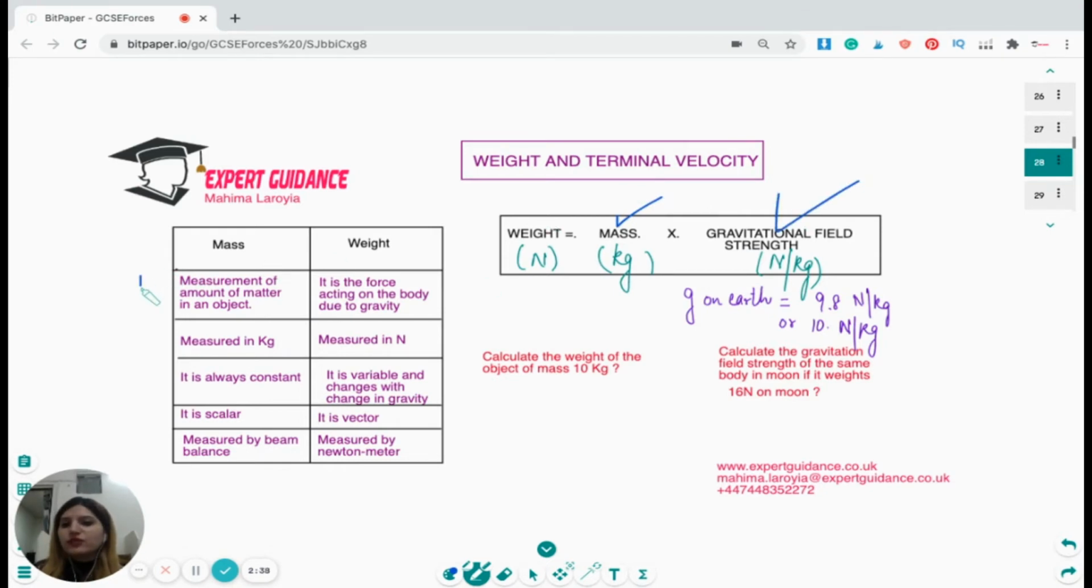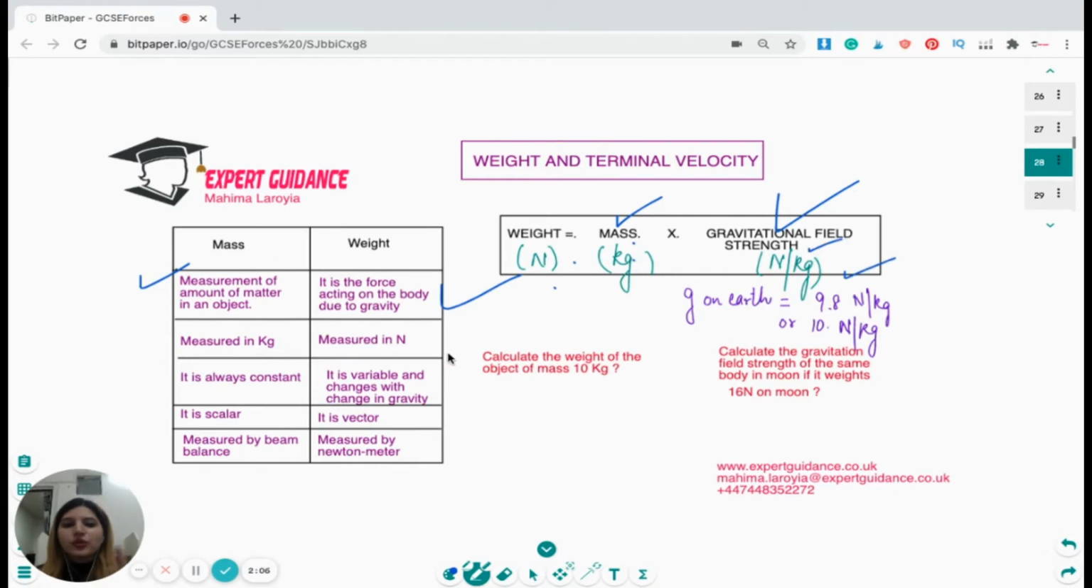So the first difference between mass and weight is that mass is the measurement of the amount of matter in an object, whereas weight is the force acting on the body due to gravity. Mass is measured in kgs, weight is measured in newtons. Mass is always constant, weight is variable as it changes with gravity. Mass is a scalar quantity, weight is a vector quantity, and you measure the mass by beam balance and you measure the weight by Newton meter. So this is the formula. Weight in newtons is mass in kilograms times gravitational field strength, which is newtons per kg.